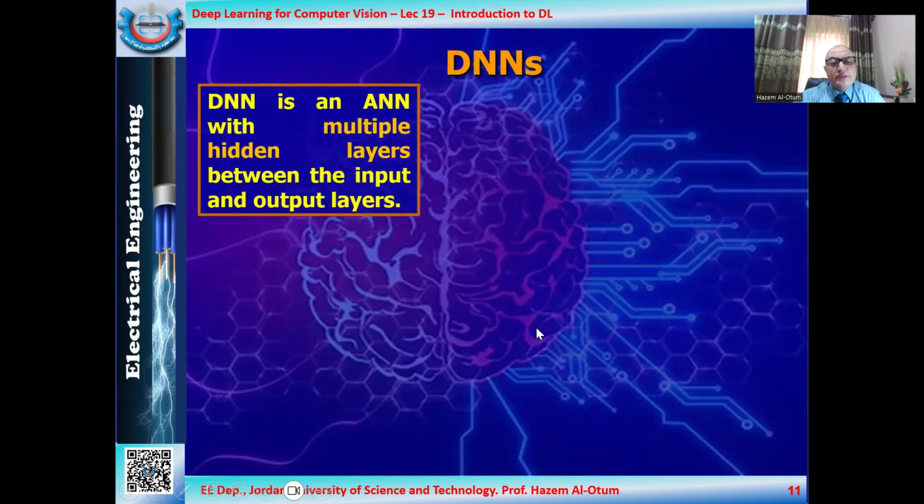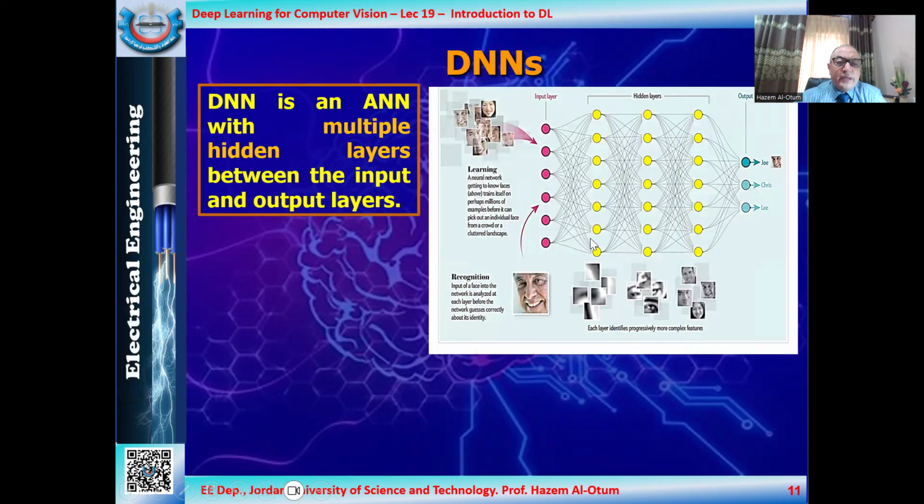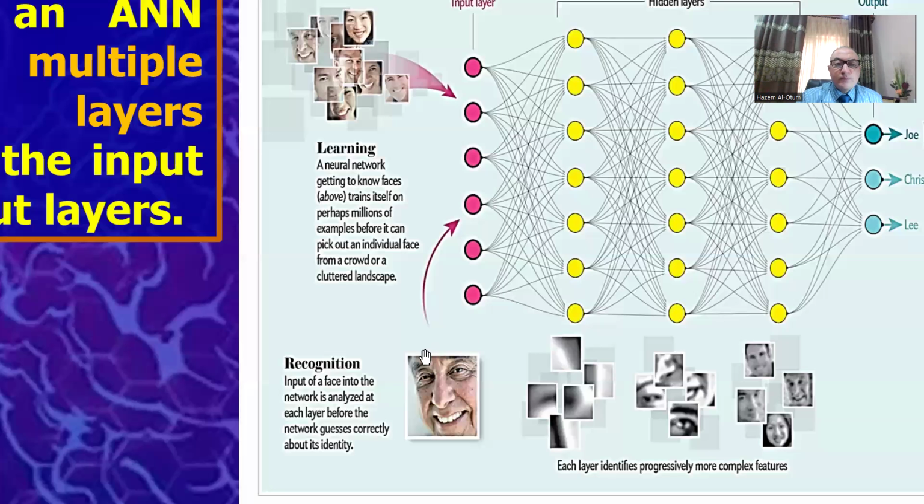Let's go with DNNs. We all know what an ANN is. It is a neural network containing an input layer, maybe hidden layers, and an output layer with its own parameters like the weights, the biases, the activation functions, all these things. Now, what is the difference between the neural network ANN and the deep neural network? If you look at this picture at the corner, zoom in on this one.